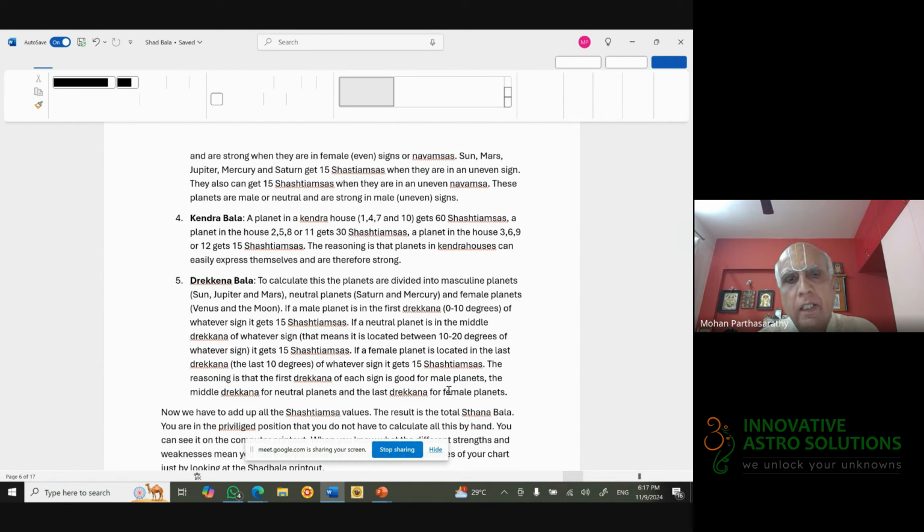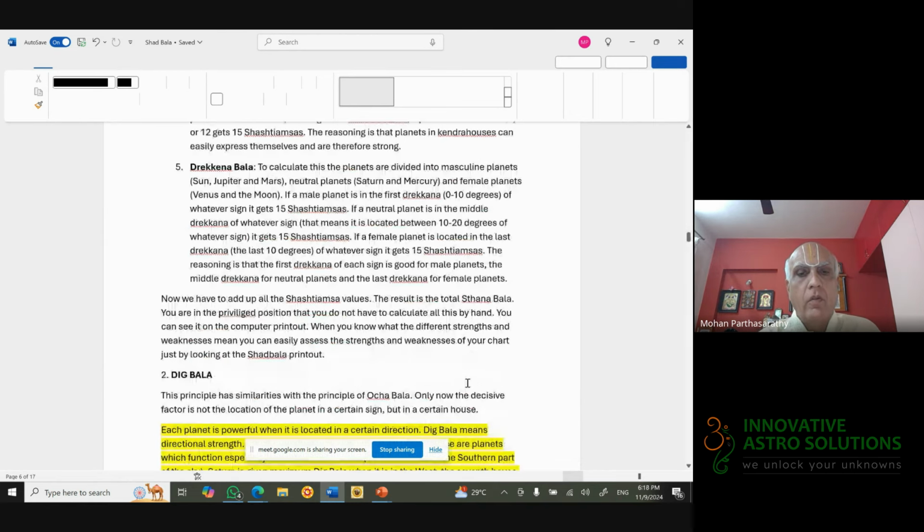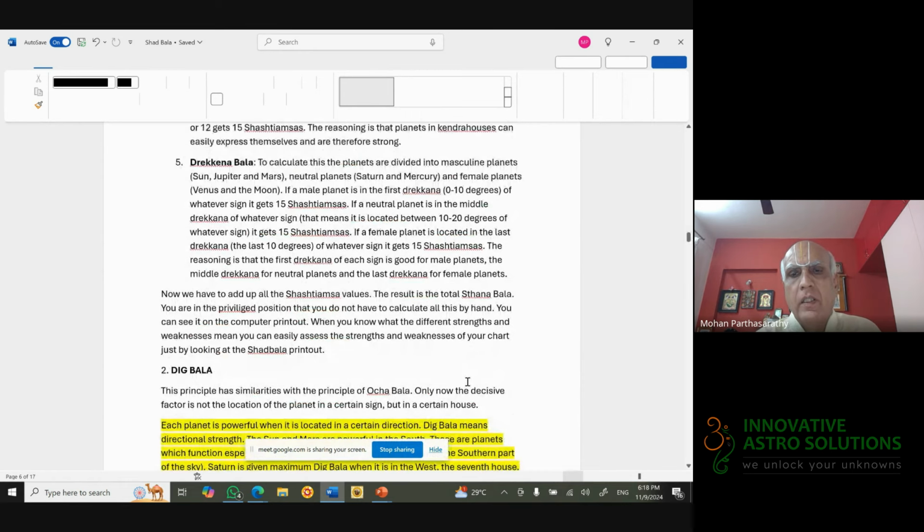If a female planet is located in the last Drekana, that is the last 10 degrees, whatever the sign it occupies, it gets 15 Shashti Amsas. So the reasoning is that the first Drekana is good for male planets, the middle Drekana is good for neutral planets, and the last Drekana is good for female planets. Now we add up all the Shashti Amsa values and the result is the Sthanabala. Among all the Shadbala, Sthanabala is generally having greater strength. It has a greater impact in the horoscope when the Sthanabala values are higher.